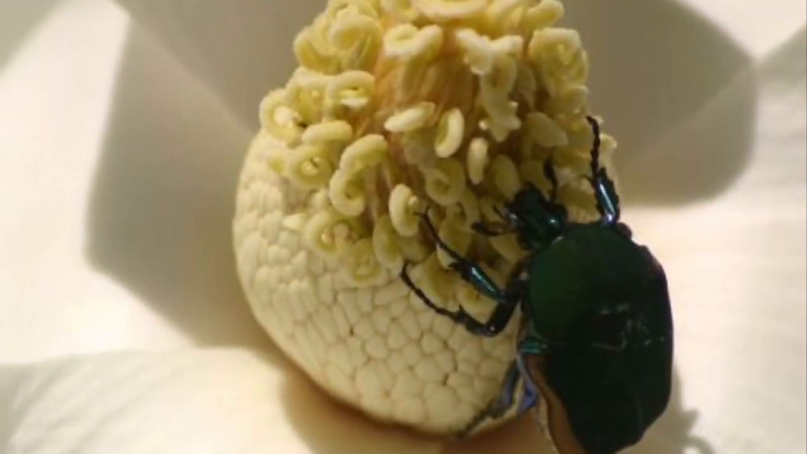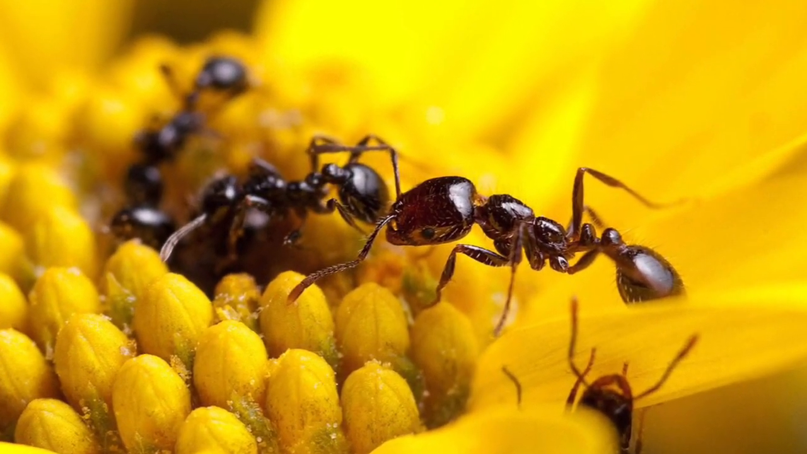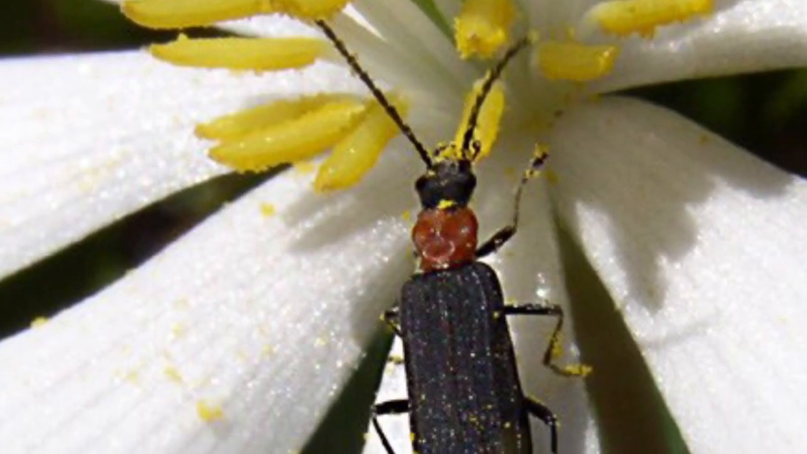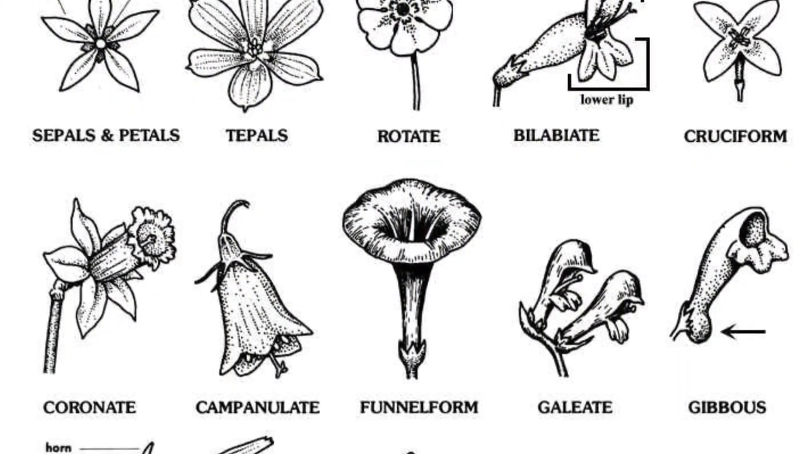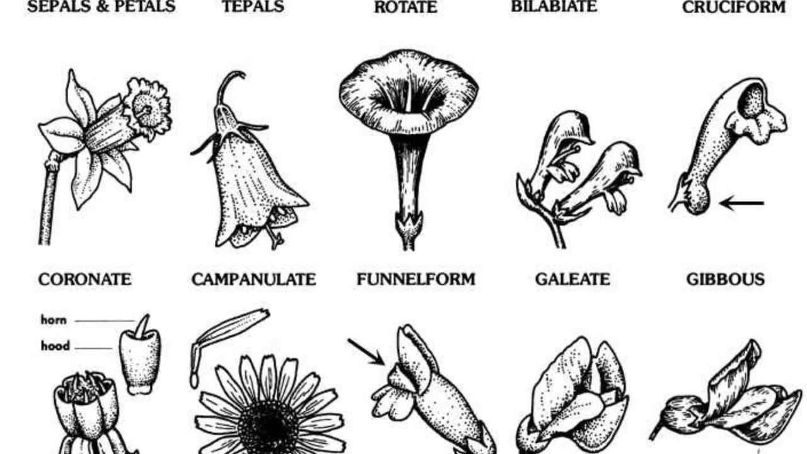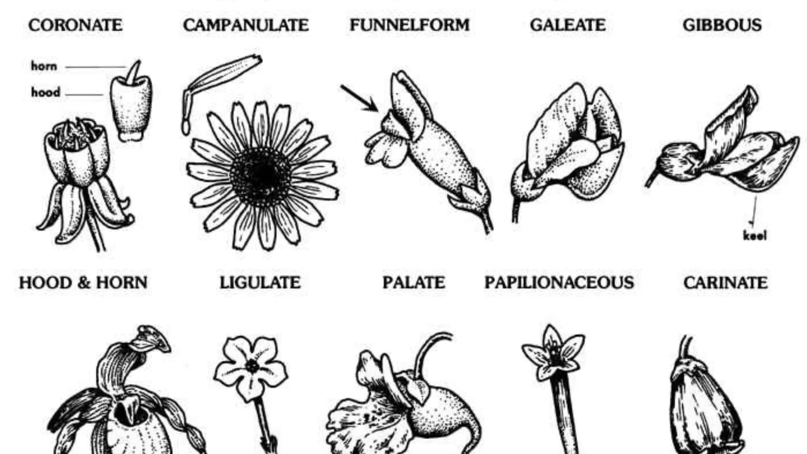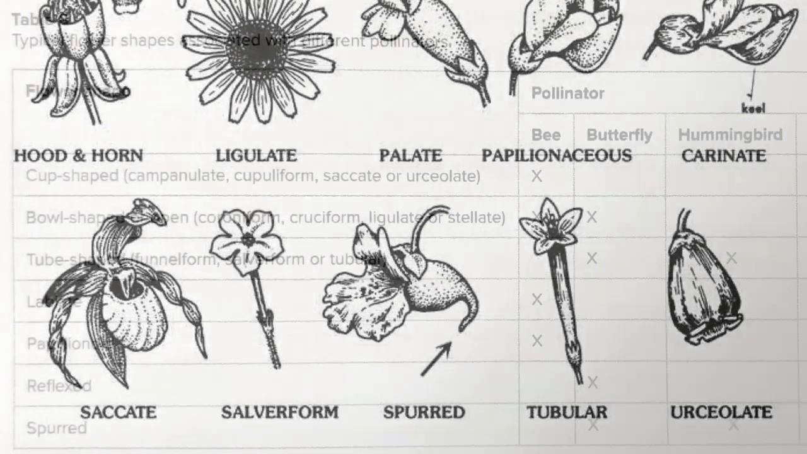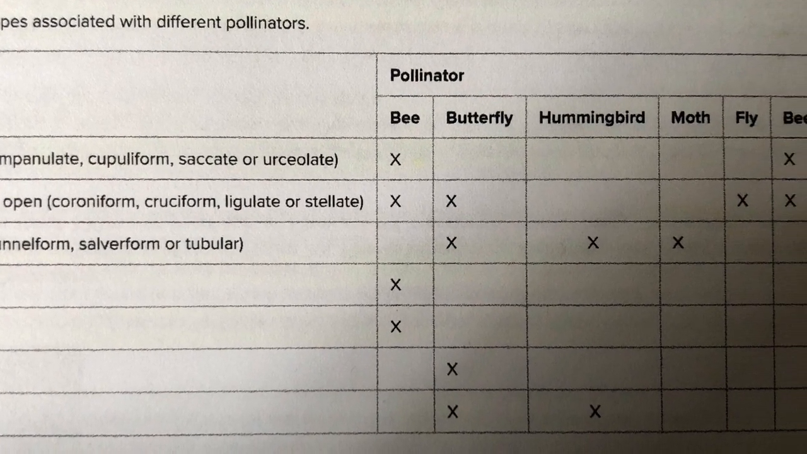Another trait is pollinators that come into close contact with the flower. This helps more pollen stick to the pollinator. Some examples of these are bees, ants, and beetles. Pay close attention and study these different corolla types as we're about to hear about them in the next part of this video. Here are some typical flower shapes associated with different pollinators.